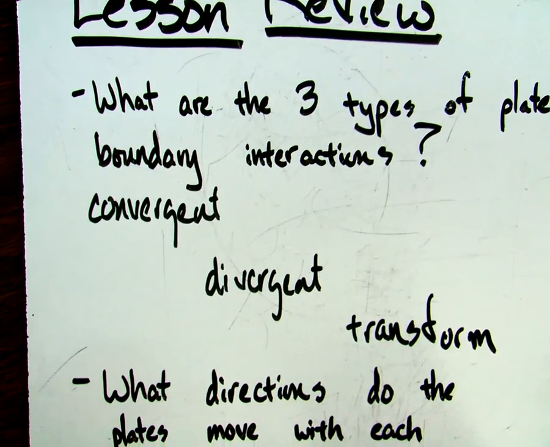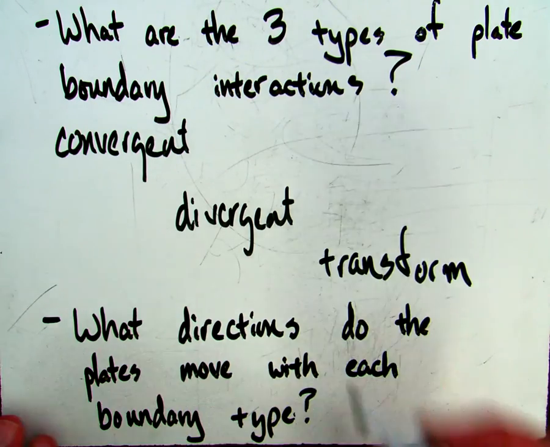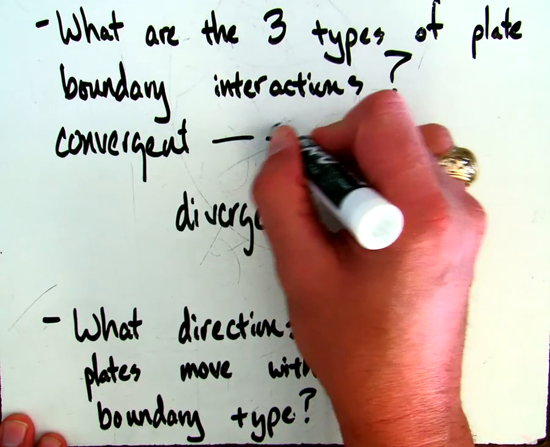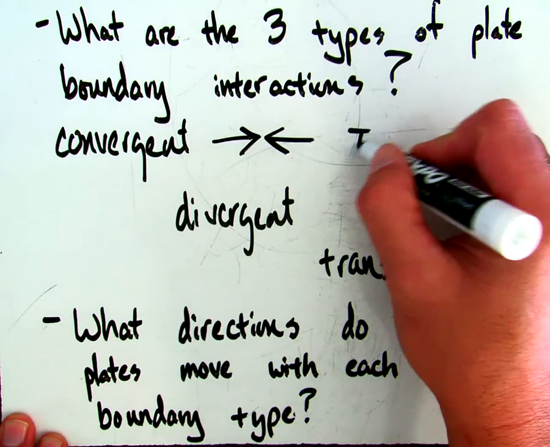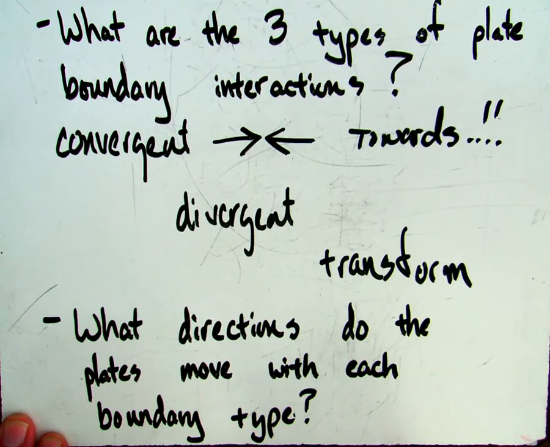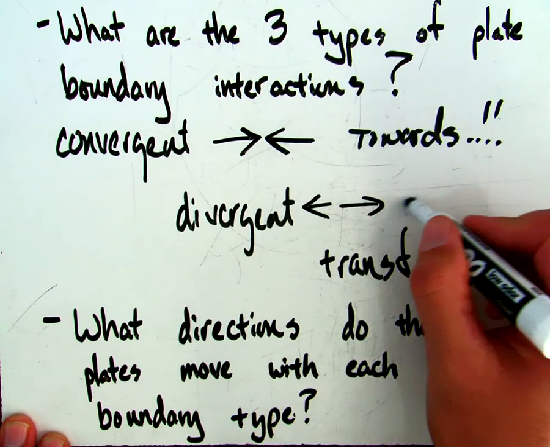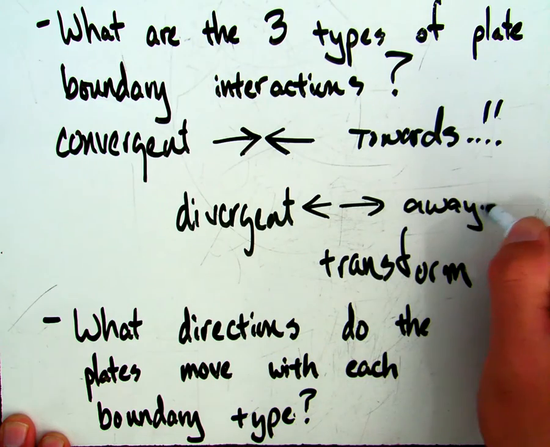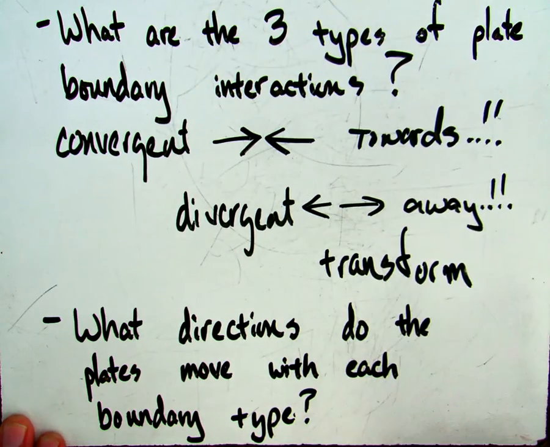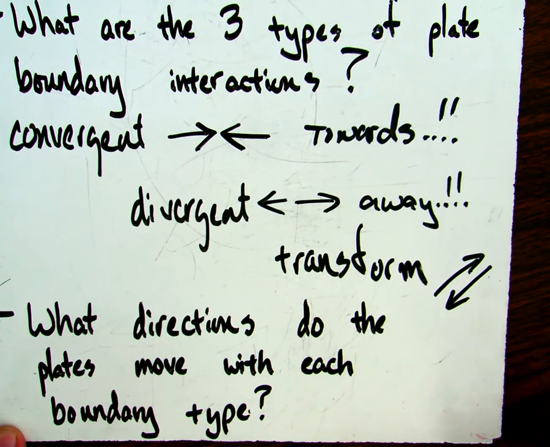So let's talk about the next question: what directions do those plates move with each boundary type? Well, convergent means they are moving towards each other. All right. Divergent, they are moving away from each other. And transform means they are moving next to each other.